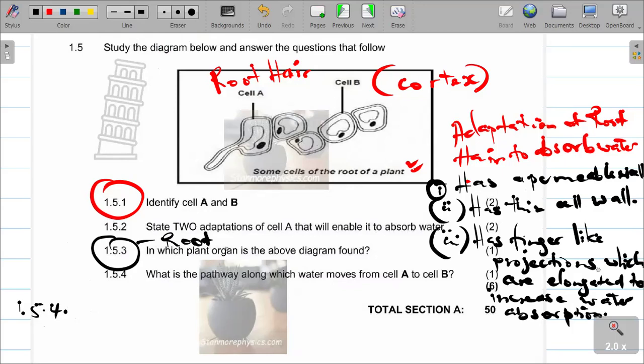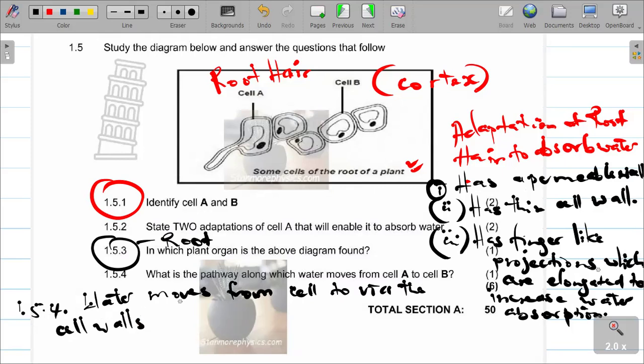1.5.4, you need to understand that water moves from cell to cell via the cell walls. It moves from cell to cell via the cell wall, the cell walls through the intercellular air spaces.